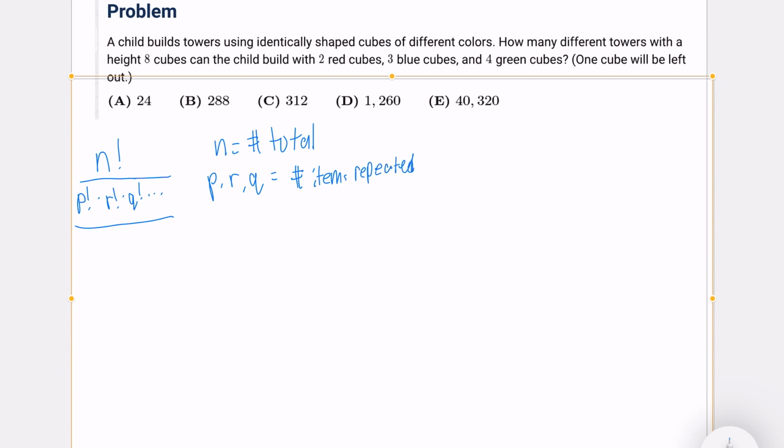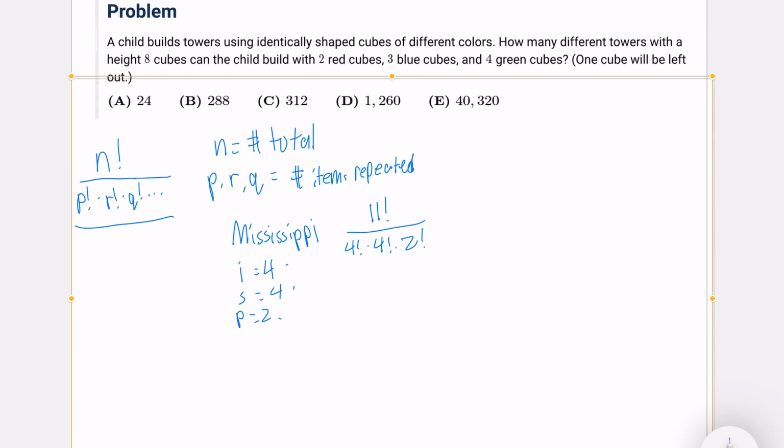So let's just use the word Mississippi as an example. Mississippi has 11 letters in all. So N would be 11. So the numerator would be 11 factorial. And then in the word Mississippi, I appears 4 times. The letter S appears 4 times, and the letter P appears 2 times. So 4, 4, and 2, those are the number of items that are repeated. So the denominator would be 4 factorial times 4 factorial times 2 factorial.